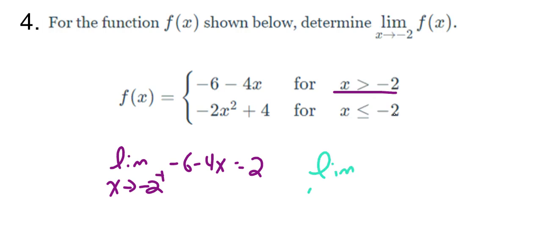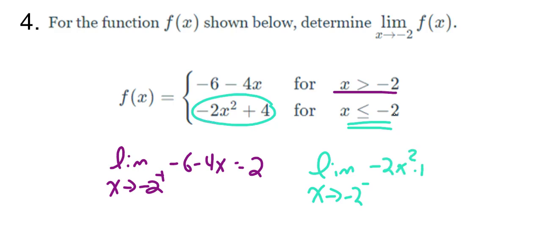Let's approach -2 from the left. And so from the left, we're going to be using this. And let's see if we plug in. What do we get? -2 times 4, so that's -8, plus 4 is -4. Oh no, they're approaching two different values, and we know that we're going to have a gap there, right? From the right, we're approaching 2, but from the left, we're approaching -4.